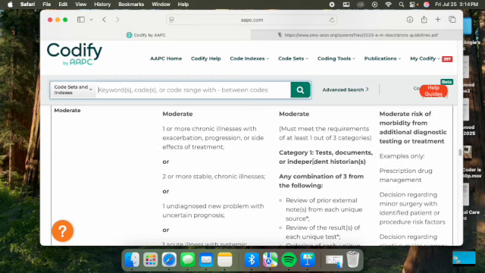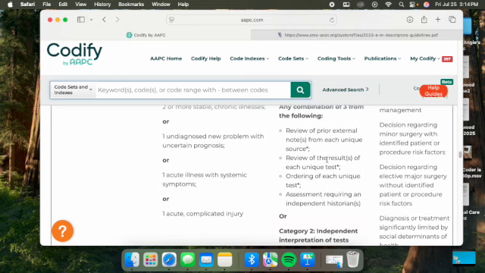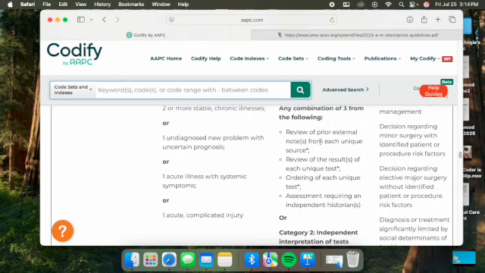So moderate is the next level. For moderate, you must meet one out of the 3 categories. The first one is kind of similar to what we saw above. It's tests, documents, and they've included the independent historian. So this is reviewing external notes, reviewing test results, ordering tests, and an assessment requiring independent history. Once again, you don't have to do them all. You just have to get 3 of any of these.